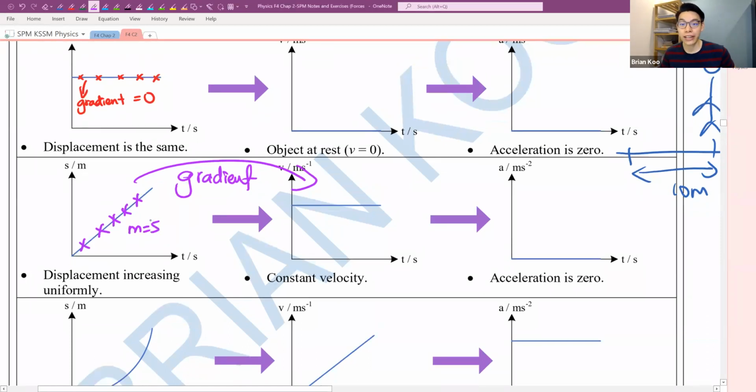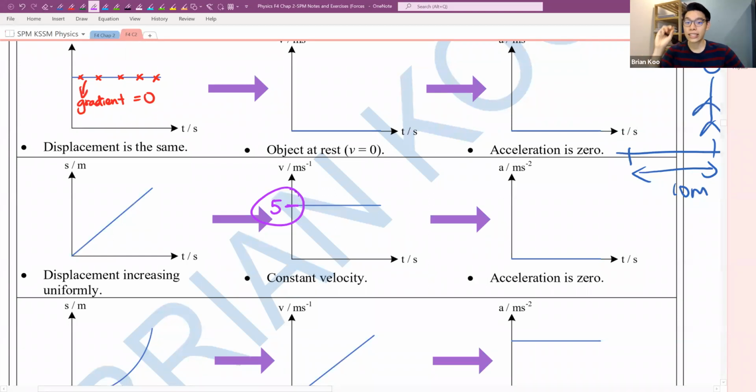Anywhere on the line is also 5. Okay, 5 is just a value that I simply put. At one point it is 5, everywhere else also 5. The gradient is the same value. So that means that the velocity is 5. It will be 5 all the way. The speed is 5 all the way. So the velocity is 5 throughout from the start to finish.